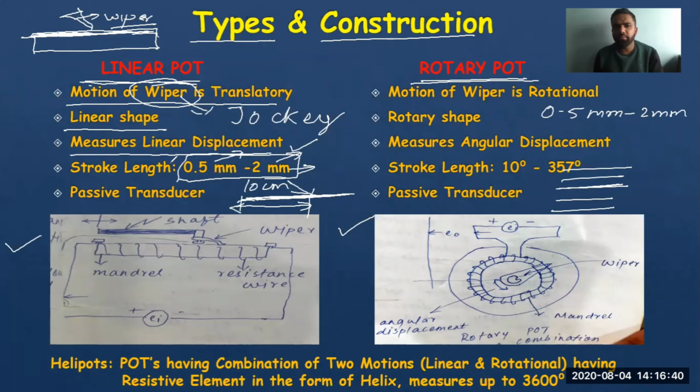Now, this is a passive transducer. Why do we call it a passive transducer? Because it uses an external battery source. Once it uses an external battery source, it is called a passive transducer.